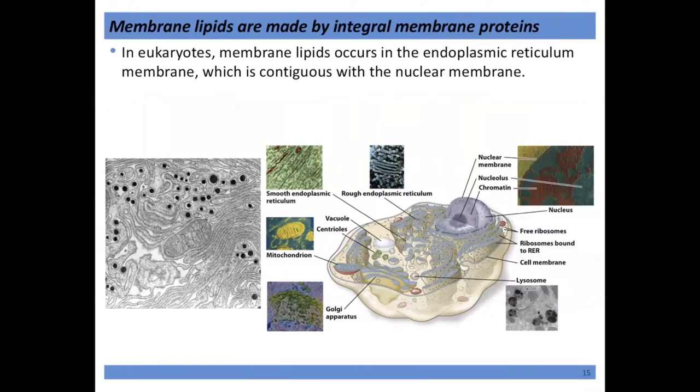So there's other places, instead of just the cell membrane, where we find lipids and membranes. In eukaryotes, membrane lipids occur in the endoplasmic reticulum membrane, and that is contiguous with the nuclear membrane. So there's actually lots of different membranes in there. In fact, if you remember back to the symbiotic theory, it was thought that a lot of the organelles that occur in cells came from symbiotic bacteria living inside other cells.